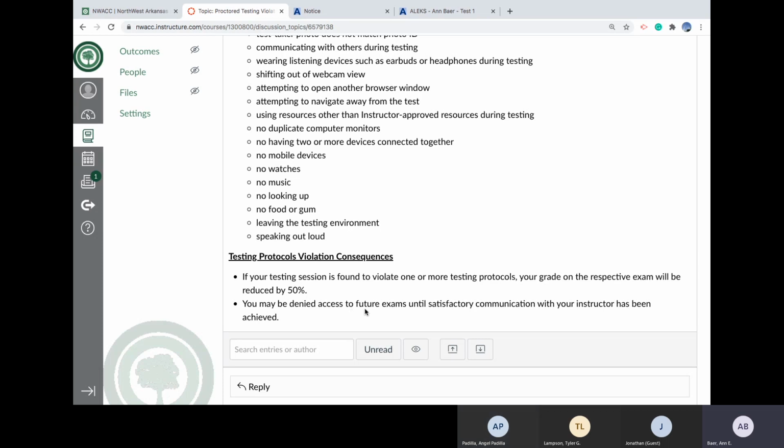You may be denied access to future exams until a satisfactory communication with your instructor has been achieved. So you would also be required to have a private meeting with me about it. And our college really believes in the proctored testing so much, our math department and our division believe in it so much that they're really on the instructor's side here if the instructor can produce enough evidence. And keep in mind, we can get the video from the proctoring service and use that as part of our case.